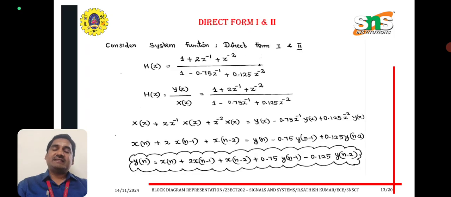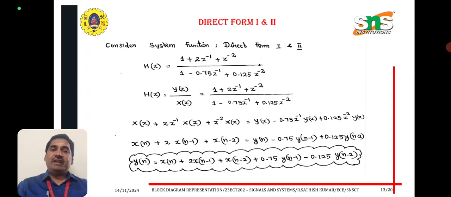Next, consider direct form 1 and 2. H(z) = (1 + 2z^-1 + z^-2) / (1 - 0.75 z^-1 + 0.125 z^-2). H(z) = Y(z)/X(z). Therefore, multiplied with H(z) multiplied with Y(z).